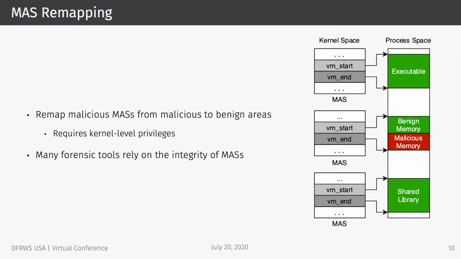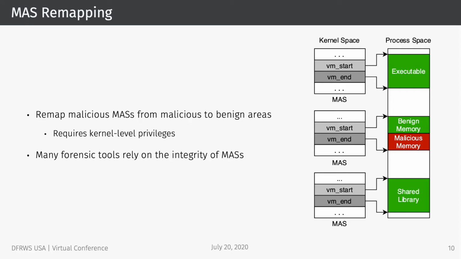Our first technique is based on the remapping of certain address ranges, which are referenced by the previously mentioned memory area structures. So assume the following base scenario depicted by the graphic on the right. We have the process address space, including several memory segments like the actual executable, a shared library, as well as a third area that contains both benign and malicious code.